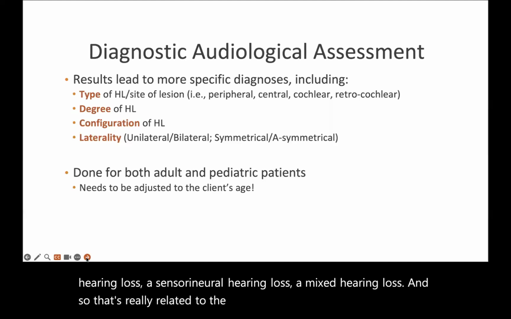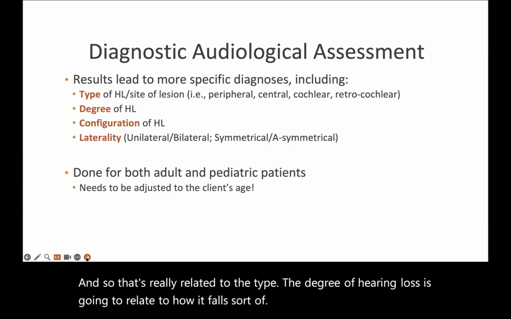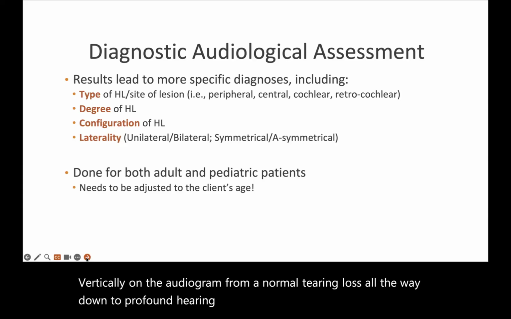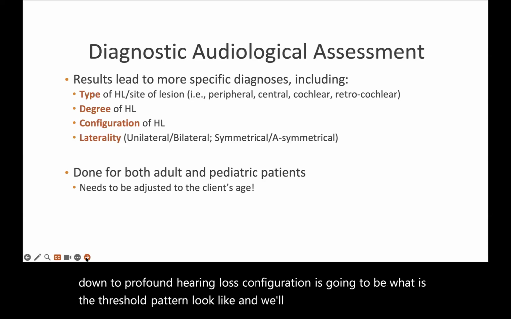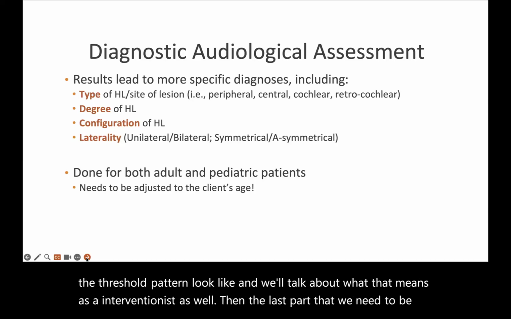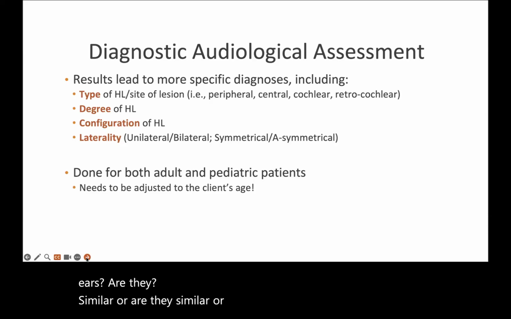The degree of hearing loss is going to relate to how it falls sort of vertically on the audiogram from a normal hearing loss all the way down to profound hearing loss. Configuration is going to be what does the threshold pattern look like? And we'll talk about what that means as an interventionist as well. And then the last part that we need to be able to assess or to get some information on is the laterality of the hearing loss. Is it unilateral hearing loss or a bilateral hearing loss? And are those hearing losses from different ears? Are they symmetrical or are they asymmetrical? And do they look different from ear to ear?